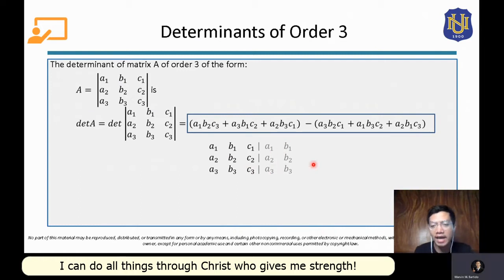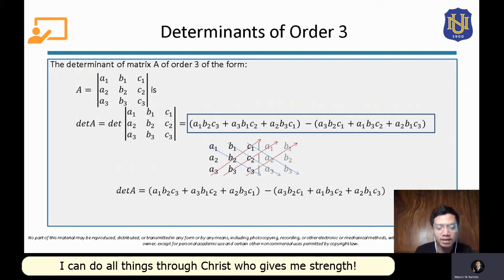After rewriting these first two columns, we are now going to multiply the elements in the downward to the right direction and get their sum. So that will just be A1. We multiply first the elements in the downward to the right direction.